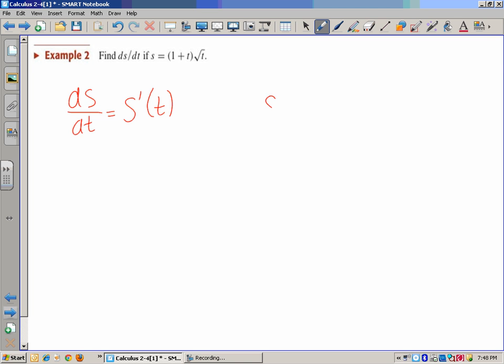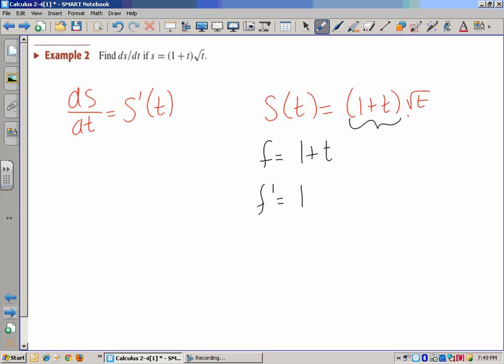And now s of t is equal to 1 plus t quantity square root of t. So now I need to break this up. I'll call this my f, and then I'll have its f prime. So 1 plus t, and then the derivative of that is going to be 1. And then I have my g, and that's t to the 1/2, which, remember, is square root of t. And remember, we did that one in the 2.3 summary lesson. We had this example, and this becomes 1 over 2 square root of t.